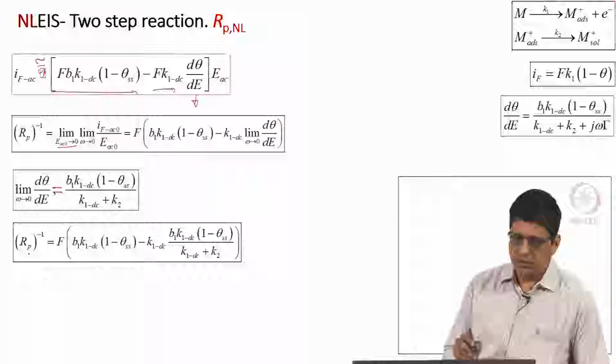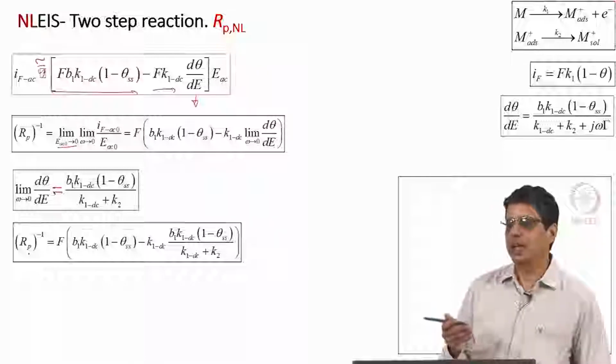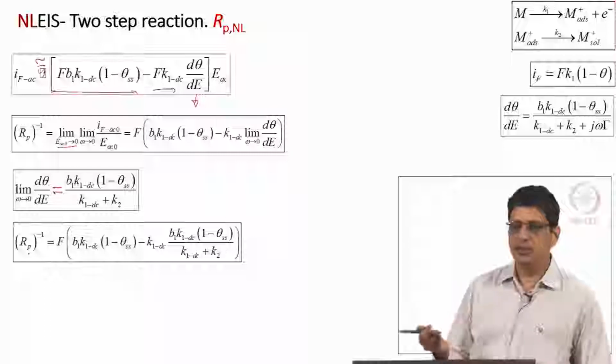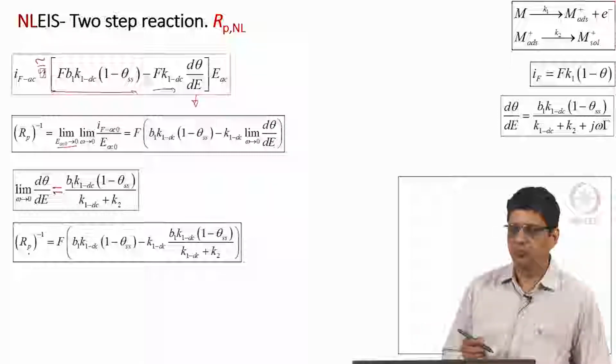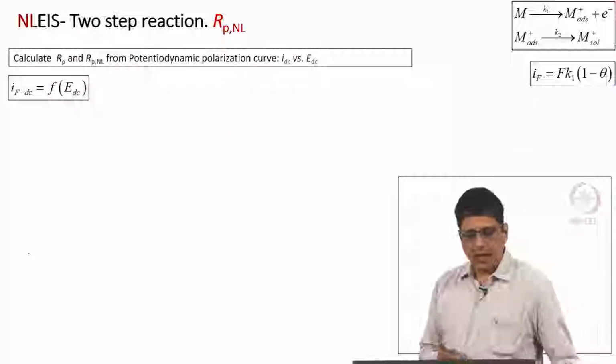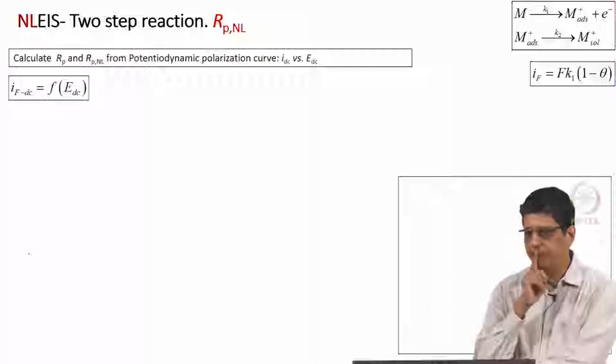Now, for small amplitude perturbation, when polarization resistance is defined, it is easy for us to calculate for any given mechanism. We can calculate the impedance at any frequency, therefore, we can calculate the impedance at 0 frequency or infinite frequency, no problem. What happens when you have a large amplitude perturbation?